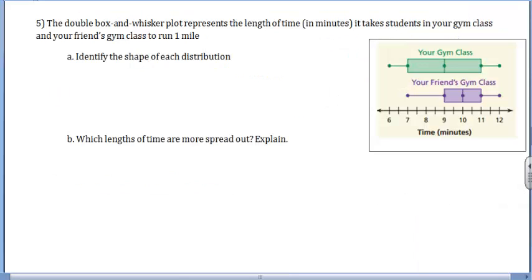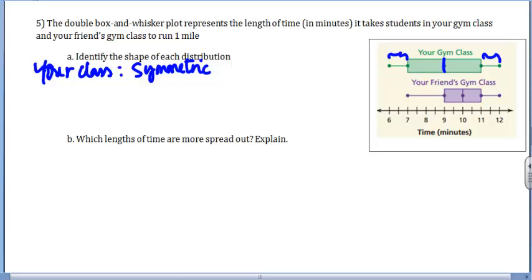In this case, they have given a double box and whisker plot that shows the length of time in minutes it takes students in your gym class and your friend's gym class to run 1 mile. Now, identify the shape and distribution. If you look at your gym class, the whiskers are pretty much even. The median is in the middle of the box, so it's kind of symmetric. So this is your class, and the distribution is symmetric, because the data is evenly distributed on both sides.